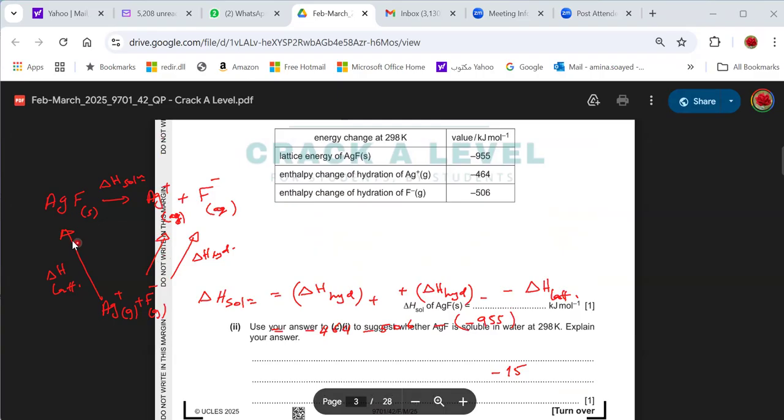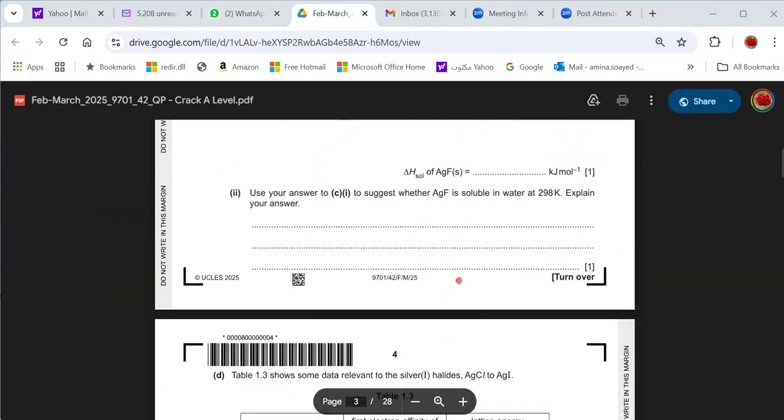Now, they said, use your answer to C(i), where we said that this is minus 15 kilojoules per mole. So they said, use your answer to C(i) to suggest whether silver fluoride is soluble in water at 298 Kelvin, and explain your answer. We say, yes, it is soluble, as delta H naught of solution has a negative value.